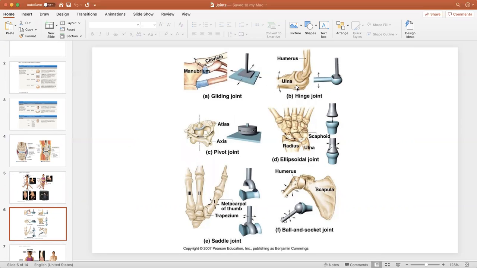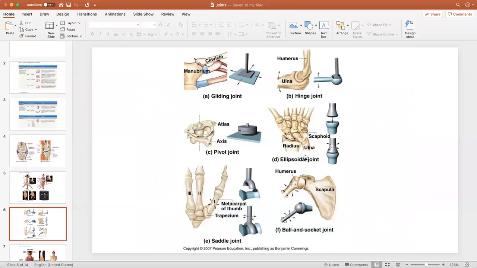We also have a hinge joint, so this is like our elbow and our knee, where we just hinge, flex, extend, there's one plane of movement. A pivot joint, at the atlas and axis. We looked at this with the axial skeleton, where the atlas is around the dens here, so it rotates and pivots, allowing you to rotate your head. So it's a pivot joint.